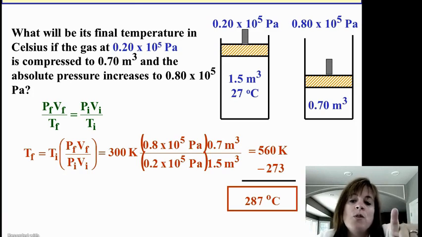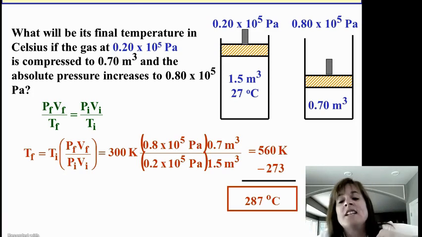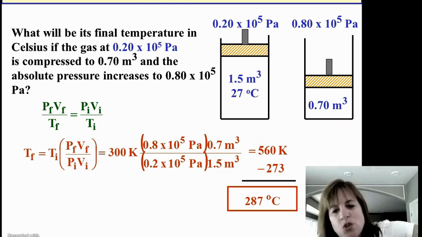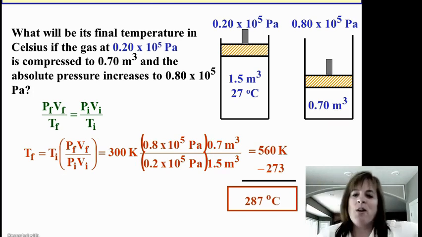Now, for those of you who didn't convert to Kelvin, you did not get the right answer. And if you don't believe me, because you think I just want you to do extra work, try it and see. All right, one more.